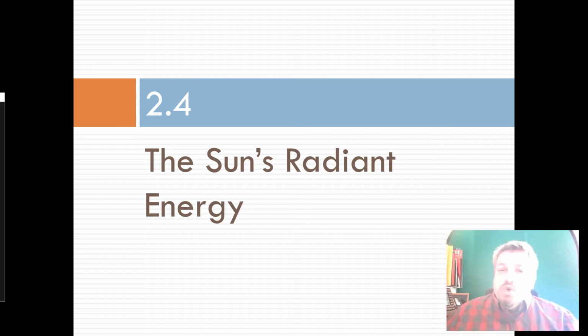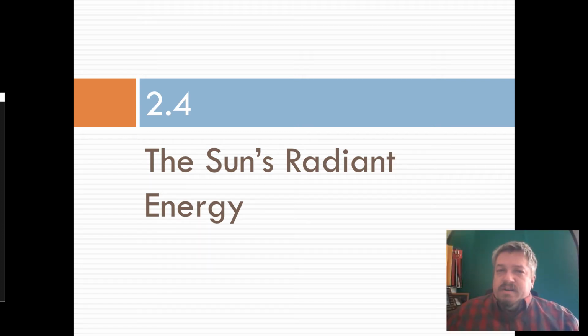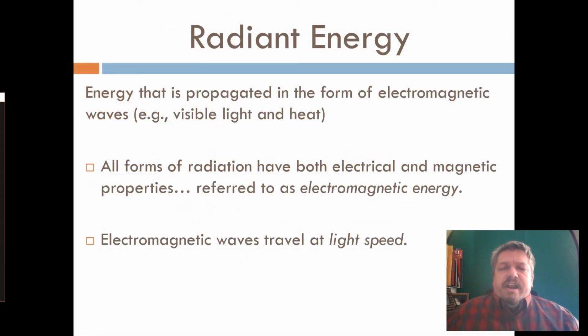Chapter 2. So, we've been talking at length about heat and how heat moves and the properties of heat. But let's talk about where we on Earth get our heat, and that is primarily from the sun, radiant energy from the sun. Radiant energy is just the term we use for all heat and light that the sun gives to us that comes in what we call electromagnetic waves.